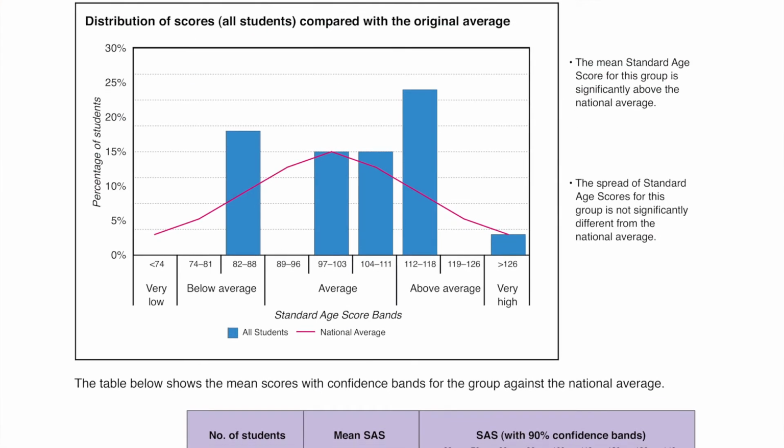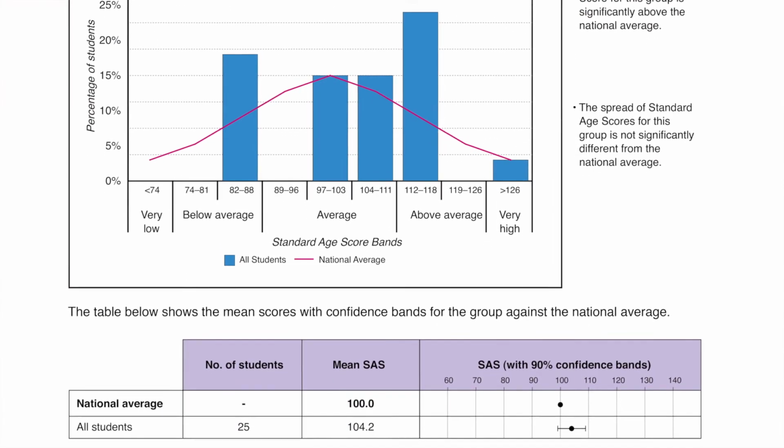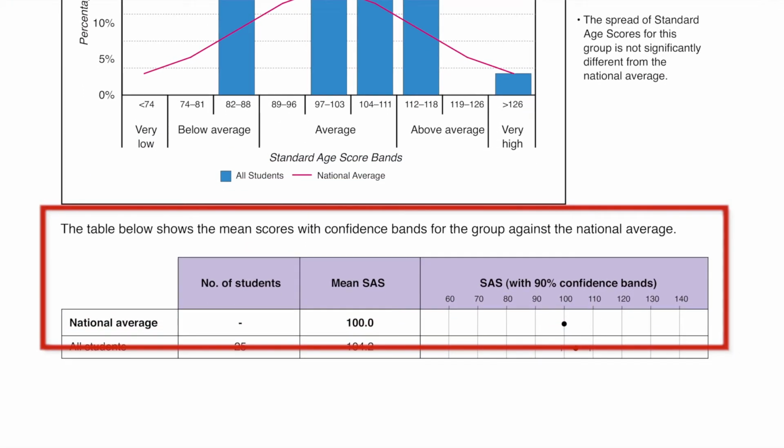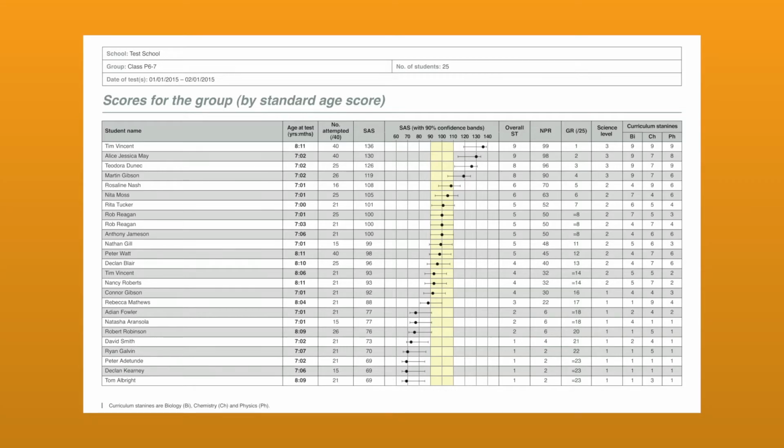For a group, a mean score or average score is also produced. Again, 100 would be the average. You can not only look at an individual student's performance, but also the performance of a group of students. For example, a complete cohort, a year group, or perhaps students within a cohort who share particular characteristics, such as students with additional educational needs.